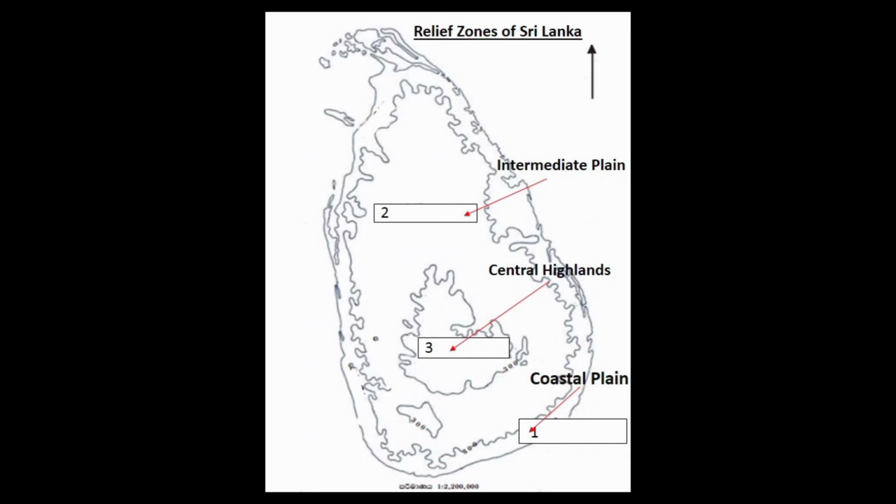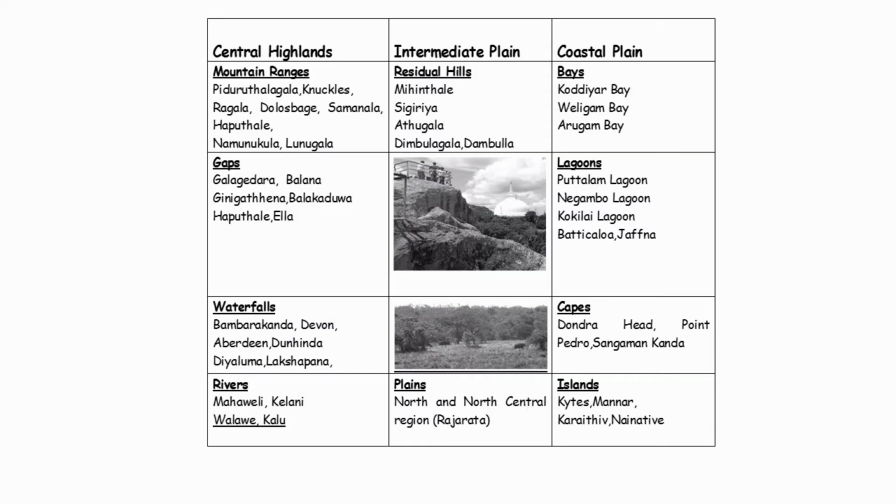The elevation of the central hills is over 300 meters. There are mountain ranges, plateaus, valleys, waterfalls, and gaps in the central hills. These relief features have enhanced the natural beauty of Sri Lanka.